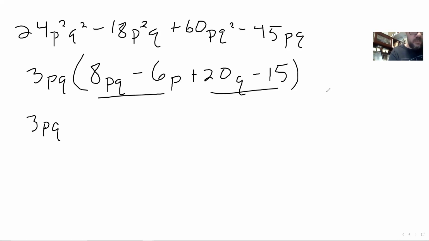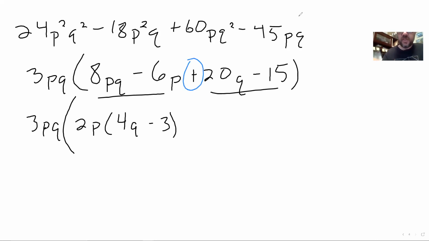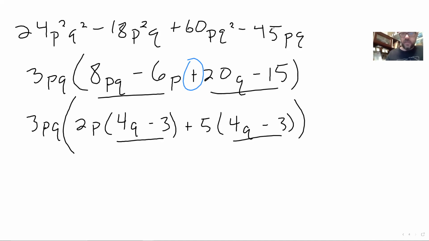I'm going to pull out a 2p, leaving me 4q minus 3. Then I'm going to pull a 5 out. Oh, and I do want to point one thing out. This sign right here is plus, which is good. Everything's easier. No need to worry about distributing the minus sign. So I'll pull a 5 out, and that will leave me 4q minus 3. Look at that. Those two things are the same, just like we wanted them to be. So I will pull out 4q minus 3.